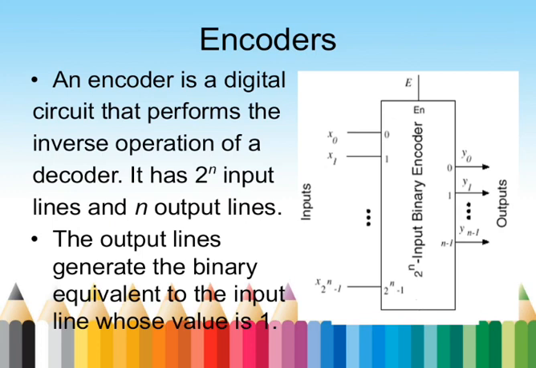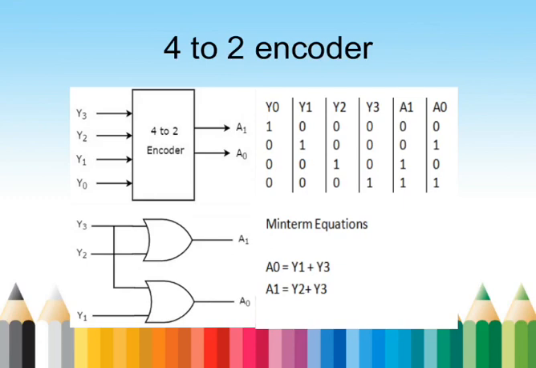Let us consider one simple example to discuss the 4 to 2 encoder circuit. In a similar way to the decoder, the encoder also has several types, like 2 to 1 encoder, 4 to 2 encoder, 8 to 3 encoder, 16 to 4 encoder. Likewise, there will be a number of types of encoder circuit. Now we are going to discuss the 4 to 2 encoder. It is evident from the figure that we have 4 input lines, that is Y0, Y1, Y2 and Y3, and two output lines, A0 and A1.